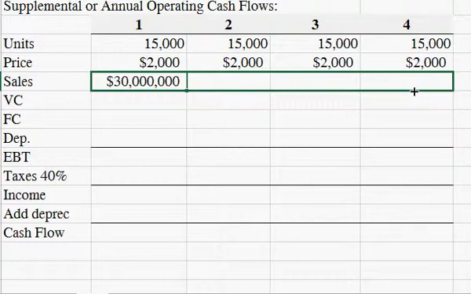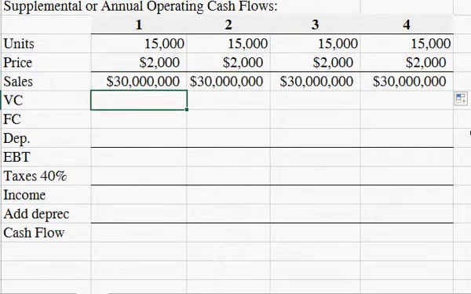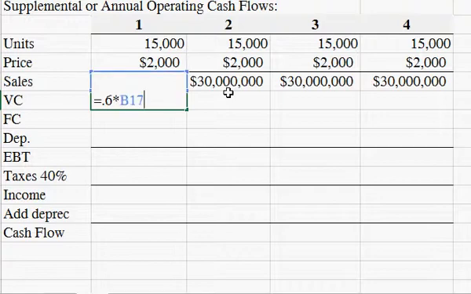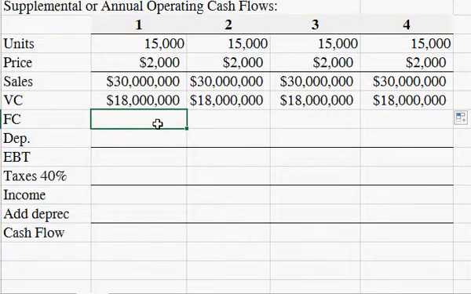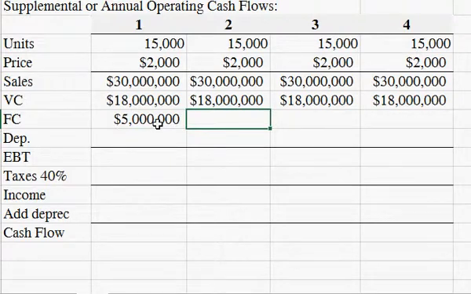Again, variable costs are set at 60%. So variable costs are equal to 0.6 times the 30 million, which is 18 million. Per what it tells us in the vignette, in the story that's on here, $5 million per year is what's expected in fixed cost. So we just type that in. That's just a given number.